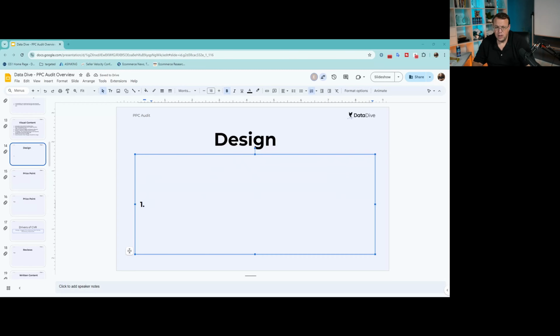Okay. So let's talk about design. How do we get design to increase click-through rate and conversion rate? Matches what people are searching for. That's exactly it.